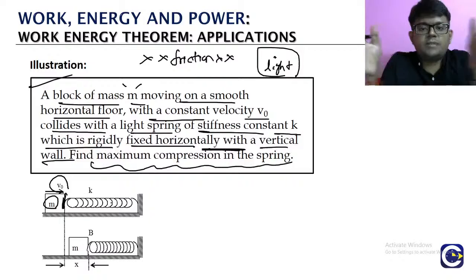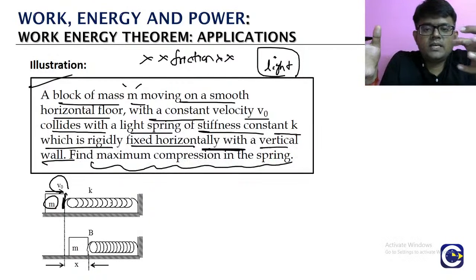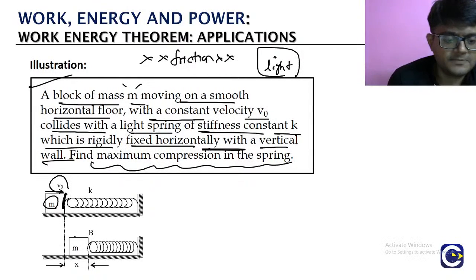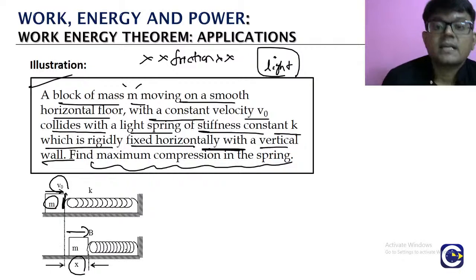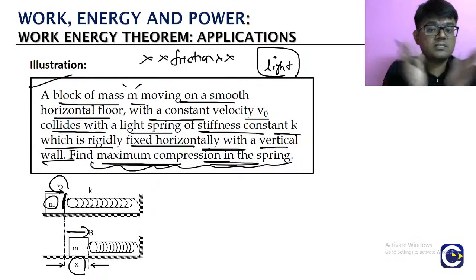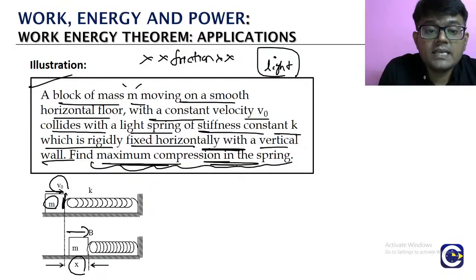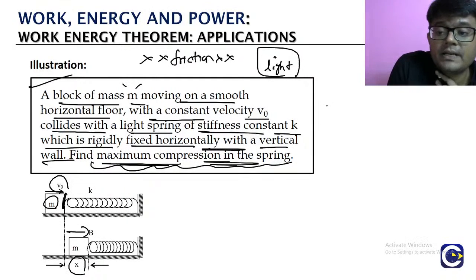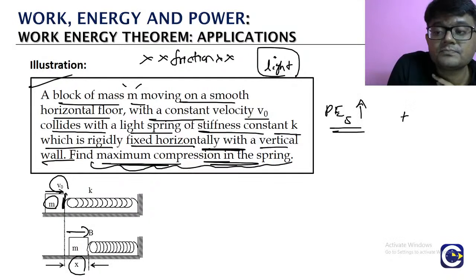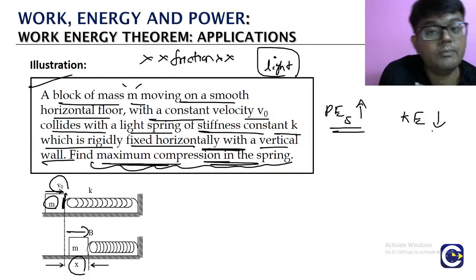After that, what is going to happen? It is coming and colliding with the spring. It will start compressing the spring. They are asking what is the maximum compression in the spring. Maximum compression means what? The block will keep compressing it. When the block is compressing, what is going to happen? The potential energy of the spring will be increasing. Kinetic energy of the block will be decreasing.